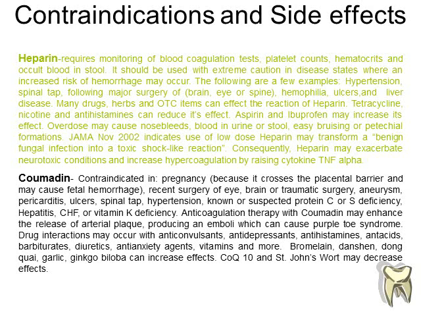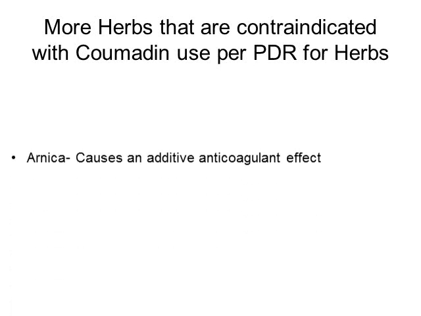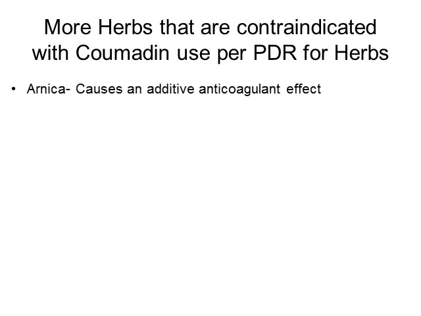Drug interactions may occur with anticonvulsants, antidepressants, antihistamines, antacids, barbiturates, diuretics, anti-anxiety agents, vitamins, and more. Bromelain, dong quai, garlic, ginkgo biloba can increase the effects. CoQ10 and St. John's wort can decrease the effects. There are more herbs that are contraindicated with Coumadin. The PDR for herbs is a good place to find out information.